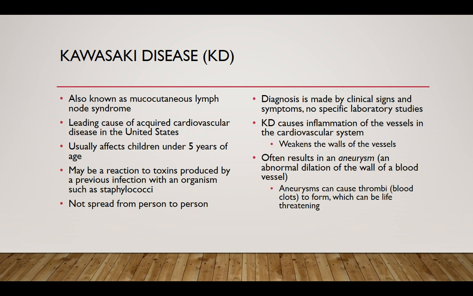Kawasaki's disease is also known as mucocutaneous lymph node syndrome. It is the leading cause of acquired cardiovascular disease in the United States. It usually affects children under the age of 5. It may be a reaction to toxins produced by previous infections with an organism such as Staphylococcus. It is not spread from person to person. Diagnosis is made by clinical signs and symptoms.